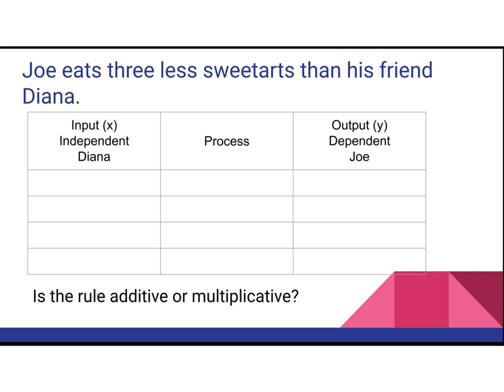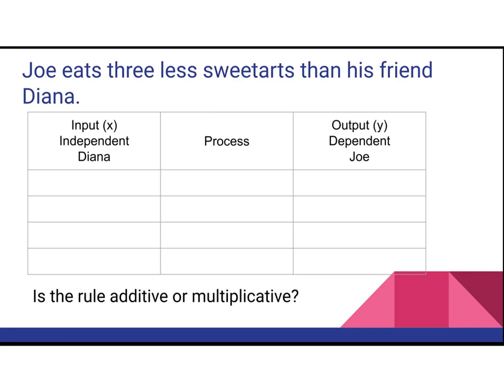So what I have here is still verbal descriptions, and we're transforming it into a table, and then filling in the table, and then putting in an equation for this, and then figuring out if it's an additive or multiplicative. Now, I already showed you which one was the dependent variable and which one was the independent variable. In this case, it depends on how many sweet tarts Diana eats in order to determine how many sweet tarts Joe will eat.